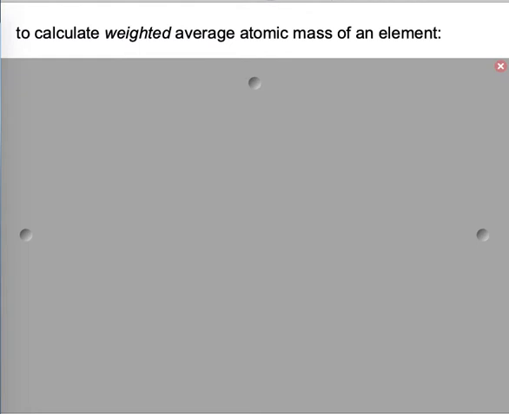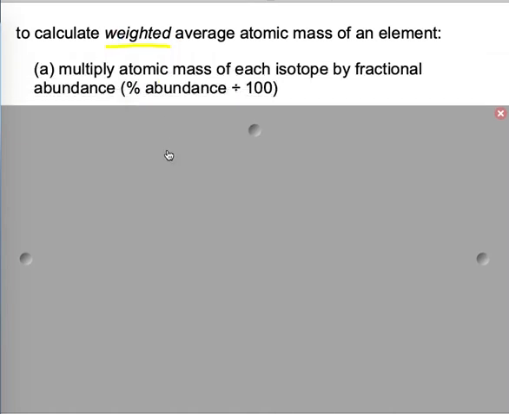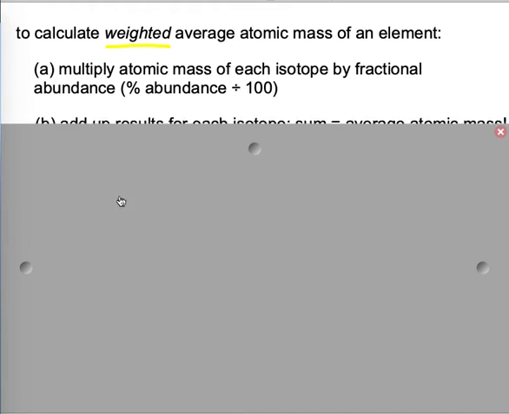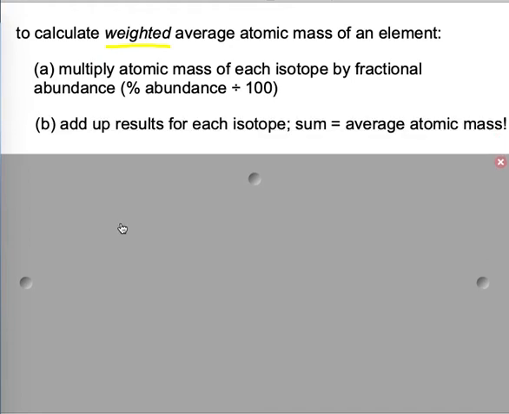Here is how we calculate the average atomic mass of an element, not by simply adding the masses of the 2 naturally occurring isotopes together and dividing by 2. That would only be correct if it were a 50-50 mixture of the 2 isotopes. In this case, it's not, so we have to calculate what is referred to as a weighted average. And here's how we do it. For each isotope, you multiply its given atomic mass by its fractional abundance, the percentage abundance divided by 100. Add up the result for each isotope, and the sum is the average atomic mass.